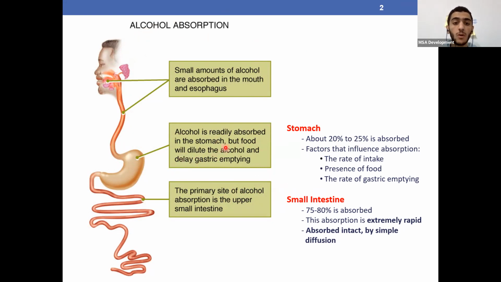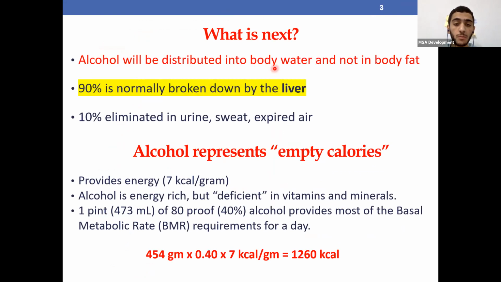Okay, now, once this alcohol is absorbed, what is going to happen is that it needs to get metabolized. This metabolization of the alcohol occurs in the liver. 90% of the alcohol will be broken down in the liver, and the other 10% will just be excreted in your breath, or as the expired air, or in sweat, or in urine.